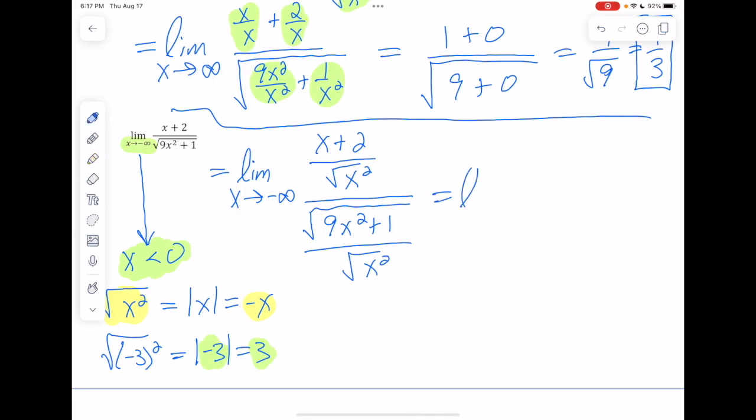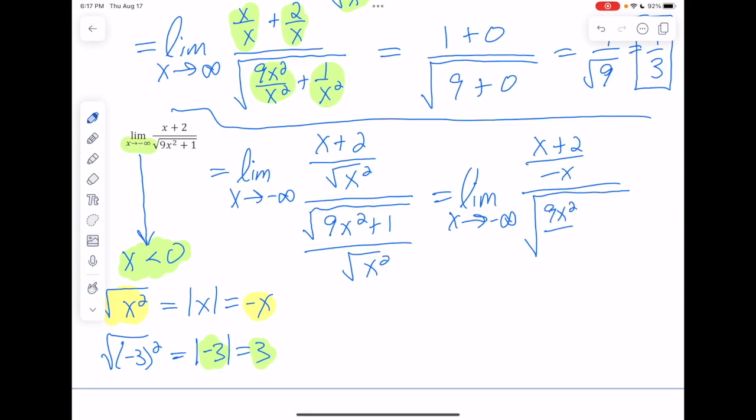All right, so we take that brain-breaking knowledge, and when we take the square root of x squared and simplify it, we say that's negative x, so we get x plus 2 over negative x. And these we just combine up like we did before. So that's going to be the square root of 9x squared over x squared plus 1 over x squared. And then we start simplifying. Let's build a wall here.